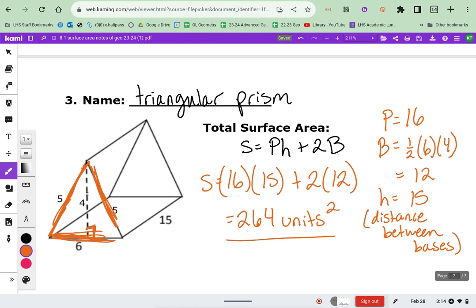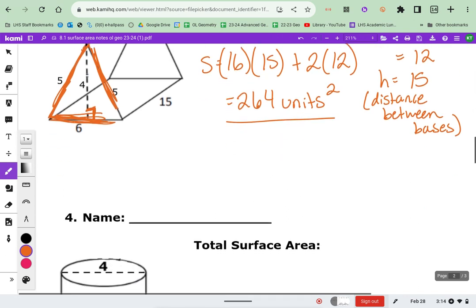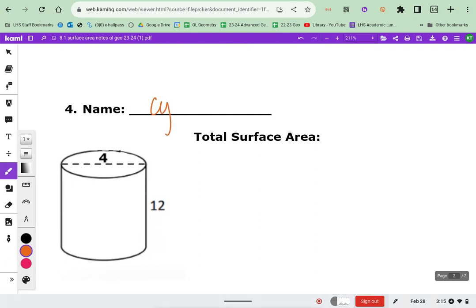Okay, if you guys are ready, you can go ahead and try number 4. Number 4 is a cylinder. So you guys can try that one out with your group, and then we'll go over it in a second together. Wait, all the way across is the diameter? Yeah, all the way across the diameter.